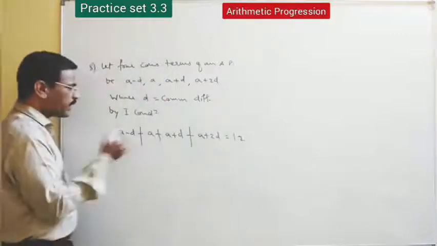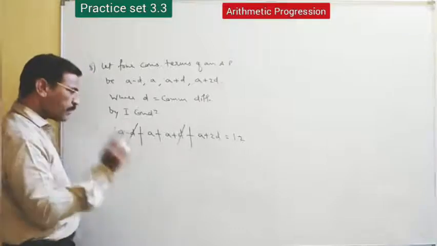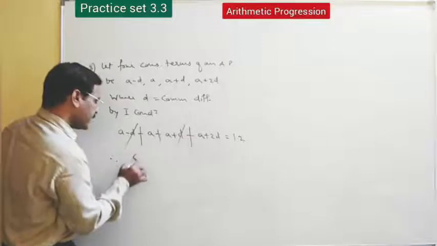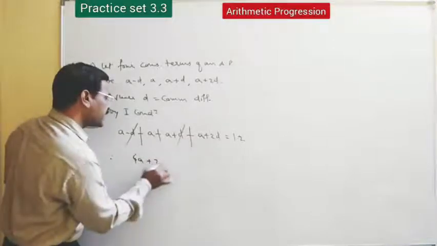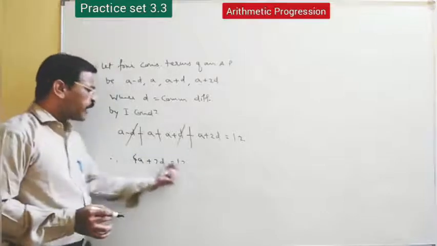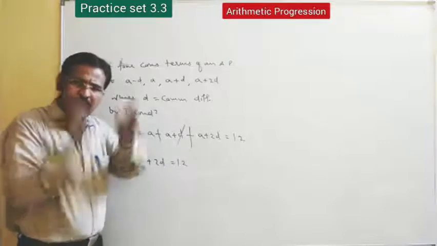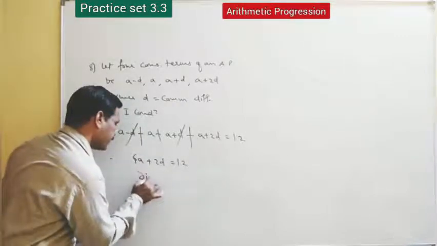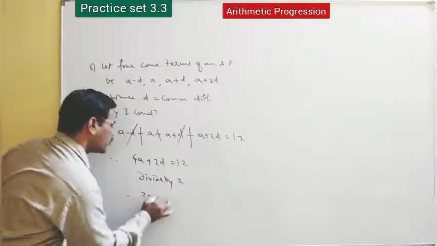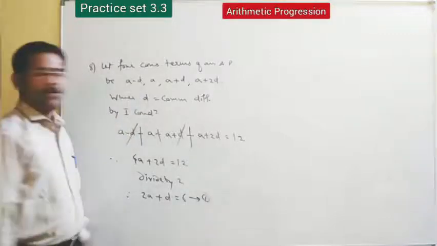Now look here, what is given to us. The minus d and plus d get cancelled. Here 4 a's are there, and plus 2d still remains, that is 12. If you observe, 4a, 2d and 12, so divide both sides by 2. What we get here is 2a plus d is equal to 6. This is equation number 1.